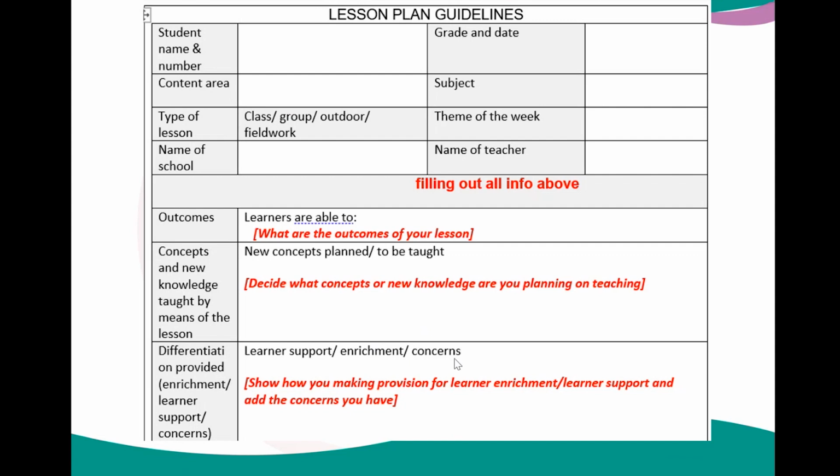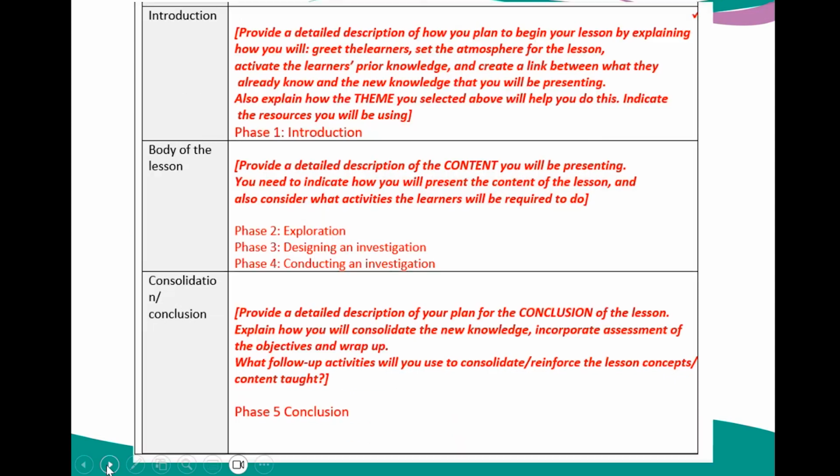Learner support, enrichment, concerns. You need to show that you're making provision for learner enrichment, learner support, and add concerns you may have. Remember, our learners have different learning styles, and sometimes you have language barriers at schools. There's a lot of things that you need to consider in terms of learner support, and it's very important to ensure that all our learners are included in the classroom and in the lesson. So these enrichment opportunities should provide a differentiated learning style that actually helps the student understand the lesson better.